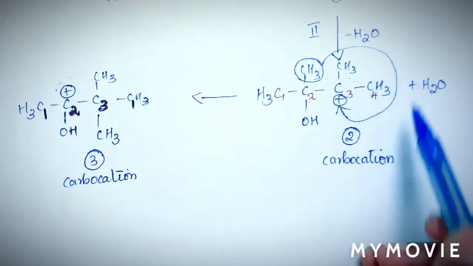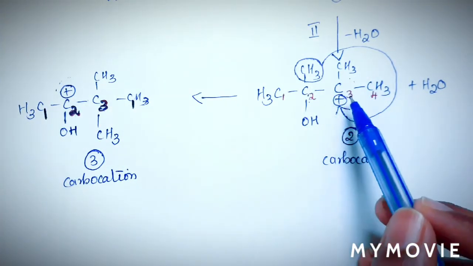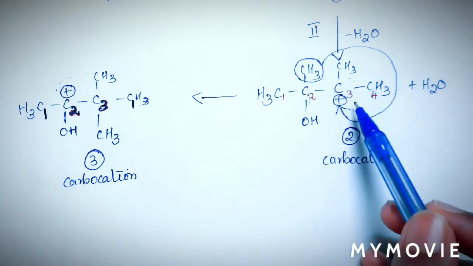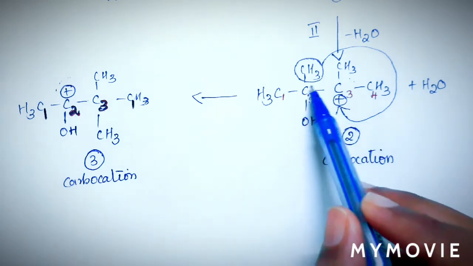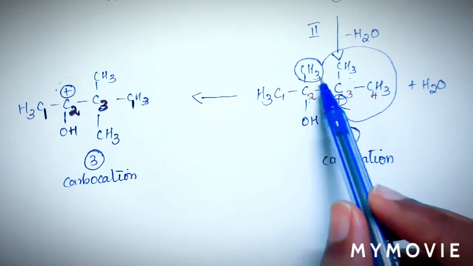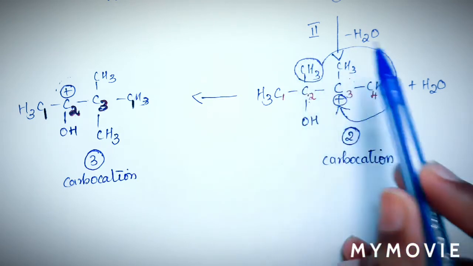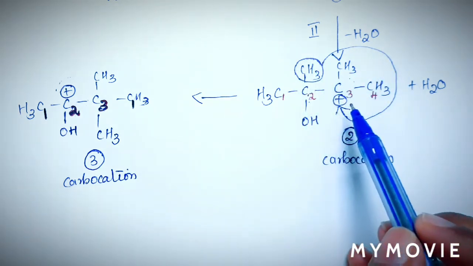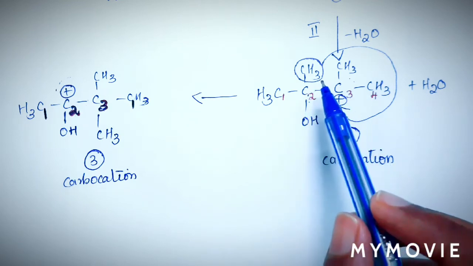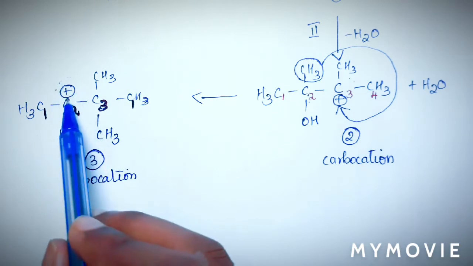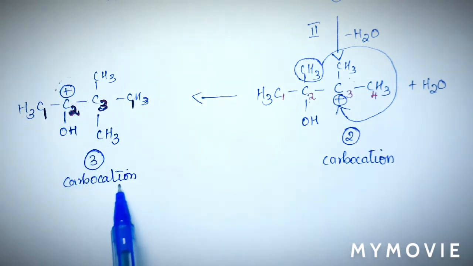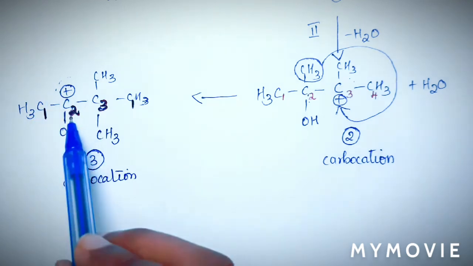Due to the shifting of the methyl group, the positive charge on carbon number 3 will get nullified. So carbon will no longer be the carbocation. But on the other hand, carbon number 2 is the one that initially had this methyl group, and it is donating it to the neighboring carbon atom. So now in this step, carbon number 2 will acquire a positive charge. Thus, product 3 will have a carbocation, which is carbon number 2.